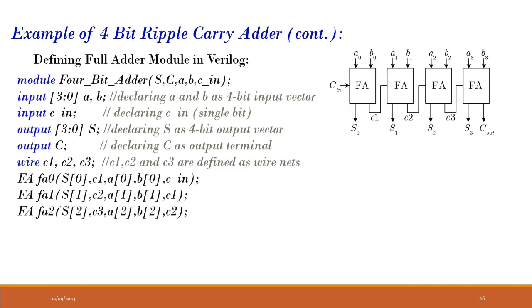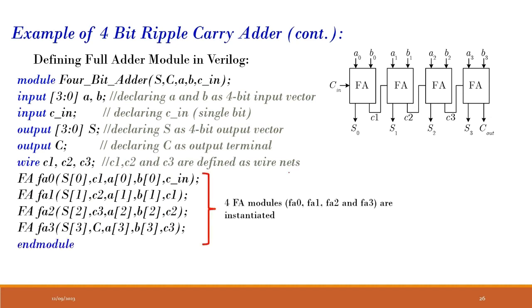This is the Verilog code. Again, my inputs are the 4-bit input vectors and my input Cin. Similarly, I declare my sum as a 4-bit output, and carry out. Wires are defined as wire nets. So why do I have to define these wires C1, C2, C3?